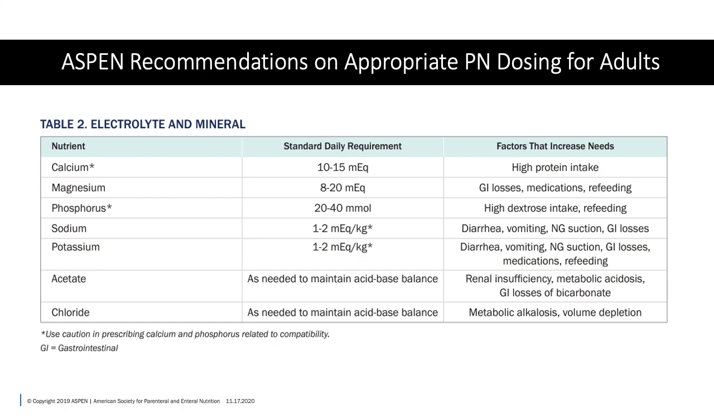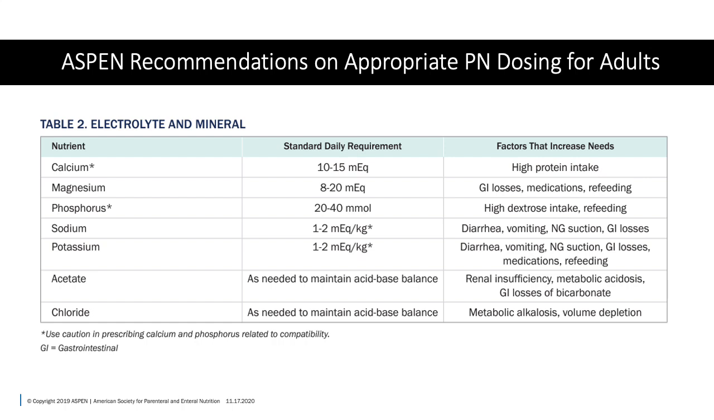Which one you use depends on the patient's needs for acetate or chloride. The standard daily requirement for sodium is 1 to 2 milliequivalents per kilogram. Factors that could increase needs would be diarrhea, vomiting, high NG output, or high GI losses. Potassium comes in potassium chloride or potassium acetate.